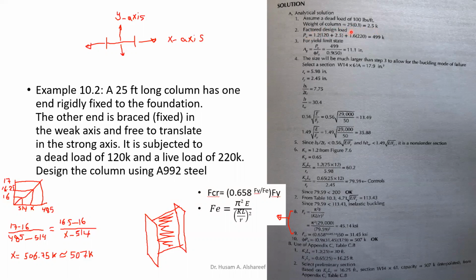Then the factored design load, which is Pu, is 1.2 times 120, which is the dead load given in the problem statement, plus 2.5, the weight of the column, plus 1.6 times 220, the live load. And this gives me 499 kips, which is the factored load on the column.